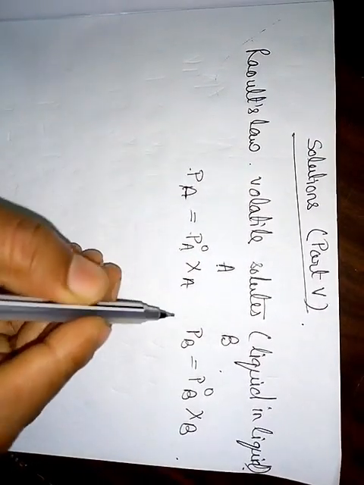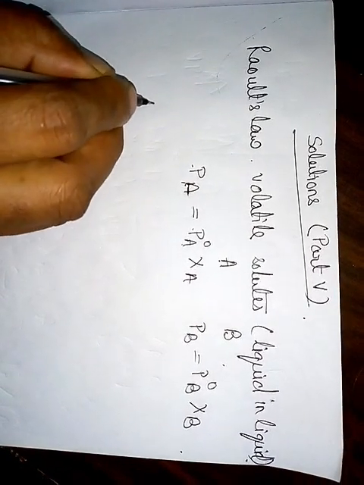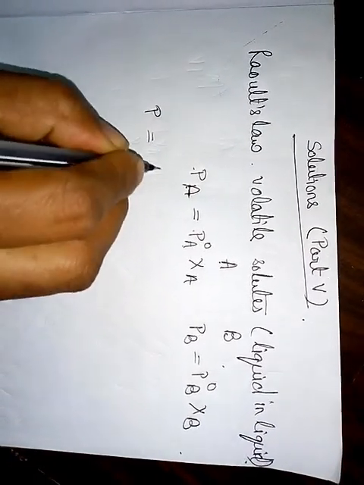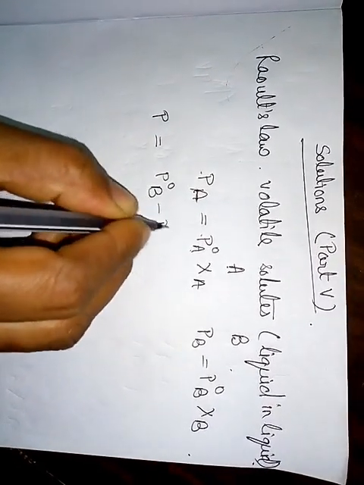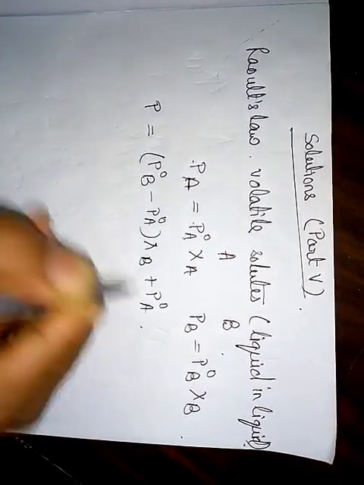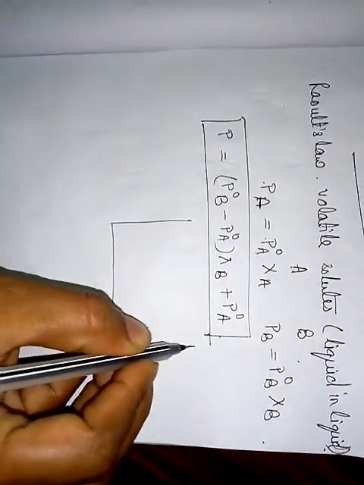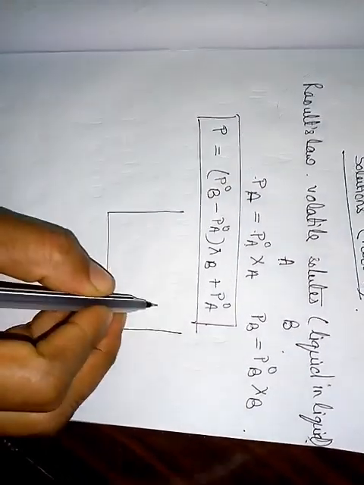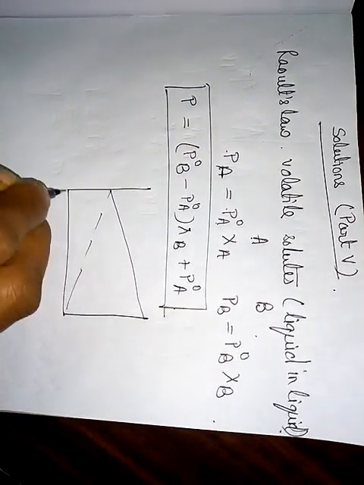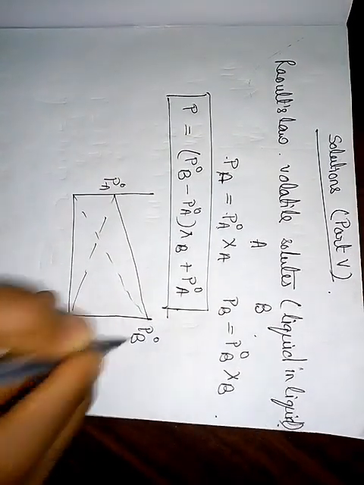So we applied Raoult's law, and the relationship we derived is total pressure P is equal to P naught B minus P naught A whole into XB plus P naught A. And we got a graph like this. This is P naught A, this is P naught B.